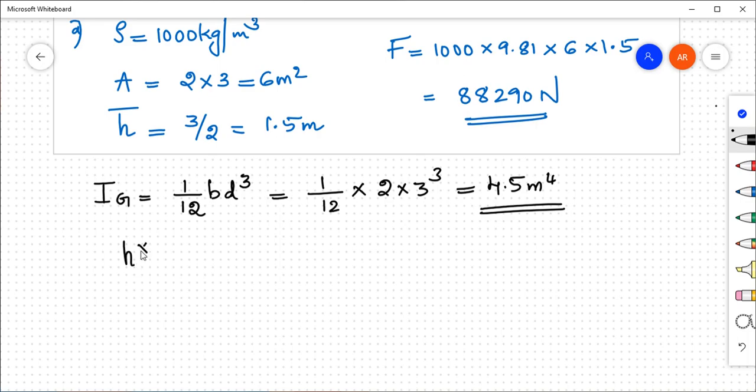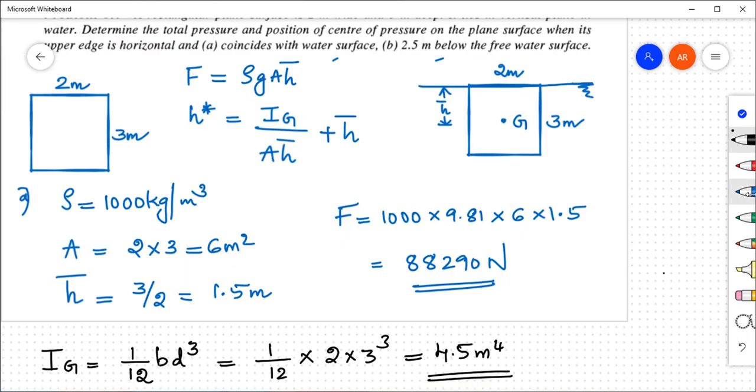Now we will substitute in our expression. h star is equal to Ig divided by A h bar plus h bar. We will get it as 2 meters. So we can mark it here. P denotes center of pressure. So this distance will be 2 meter and h bar is 1.5 meter. P will be always below.